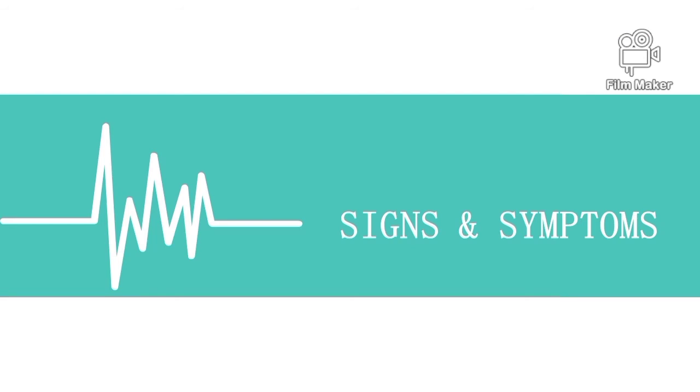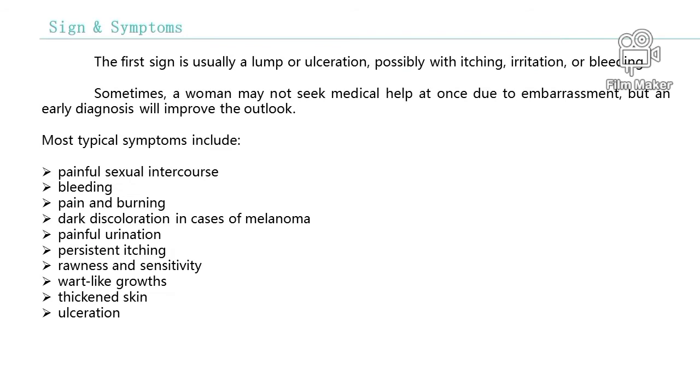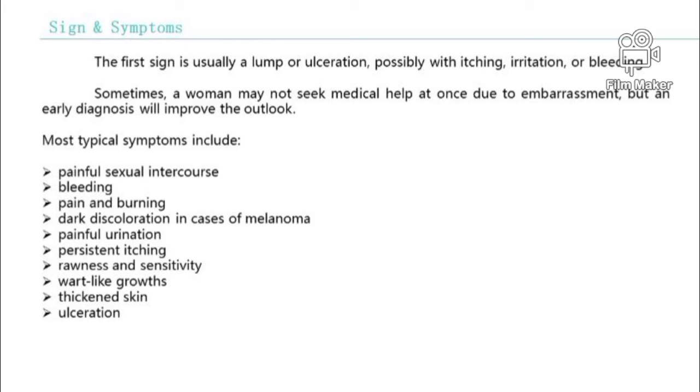Now let's go on to the signs and symptoms of vulvar cancer. The first sign is usually a lump or ulceration, possibly with itching, irritation, or bleeding. Sometimes a woman may not seek medical help at once due to embarrassment, but an early diagnosis will improve the outlook. Most typical symptoms include painful sexual intercourse, bleeding, pain and burning, dark discoloration in cases of melanoma, painful urination, persistent itching, rawness and sensitivity, wart-like growths, thickened skin, and ulceration.